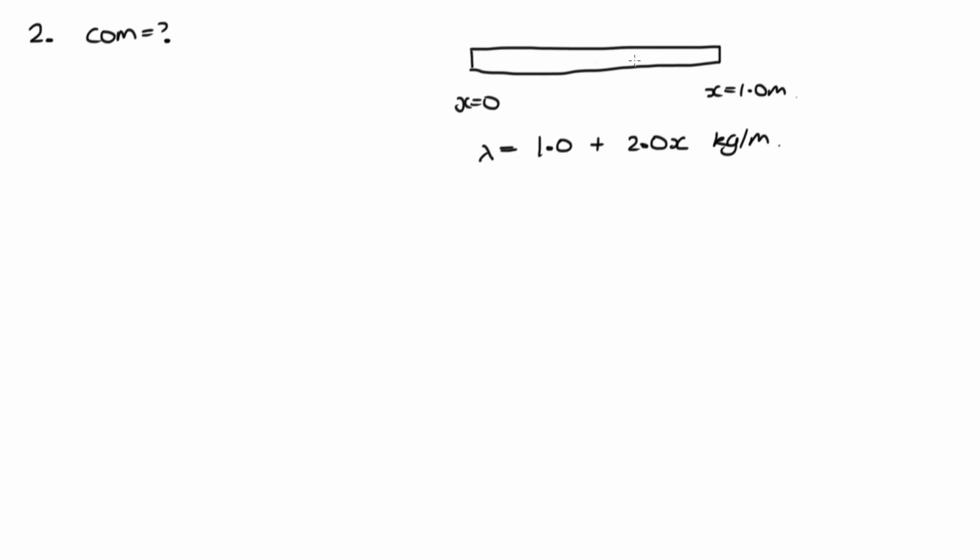Now we only need to find it in the x direction because this is just a one-dimensional problem. So for a continuous object, we know that the center of mass is equal to 1 over m times the integral of x dm. Okay, so what we're going to do is break our rod up into little bits. Let's consider this little bit here with a length dx, which is a distance x from this end of the rod.